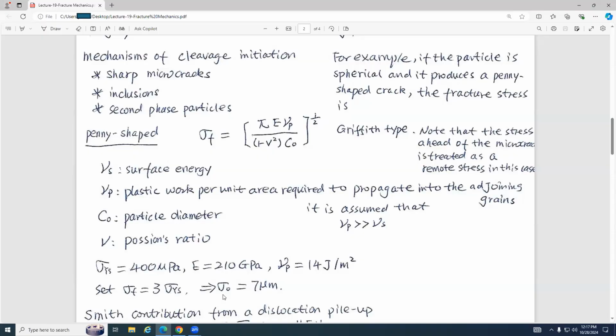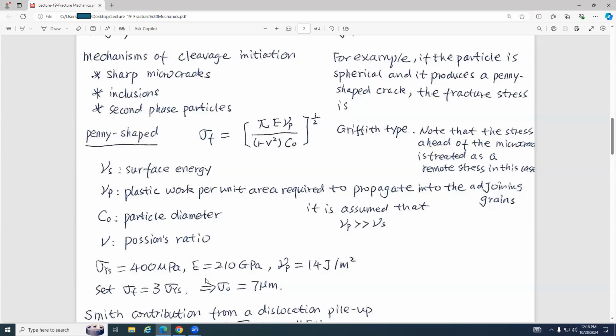I'm sorry guys, there is a typo here. It is not sigma 0, it is C0. And C0 is the particle diameter, the critical particle diameter that can cause the crack. This is C0 here, not sigma 0. C0 equals 7 micrometer.